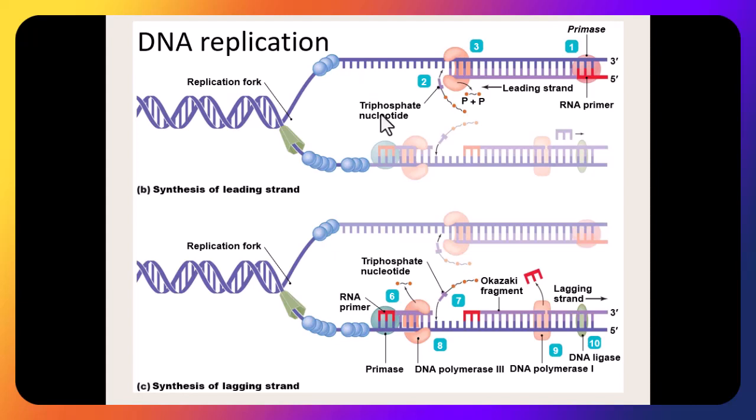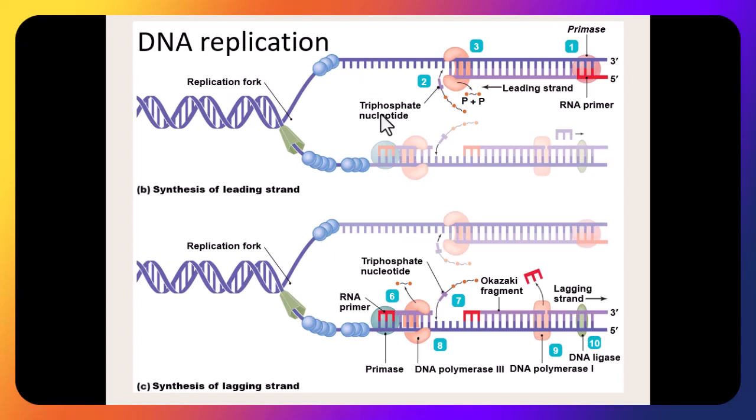But the other strand has an issue. Because if my original strand starts with a 5', I can only add on to the 3' side of the new strand. But I'm unzipping going to the left to make my new strand. I'm bringing in bases, but this is the 5' side, and DNA polymerase can't add on to a 5' side. It can only add on to a 3' side. So it has to do the other strand in segments, and I'm going to show a little video of this. It has to add it in segments.